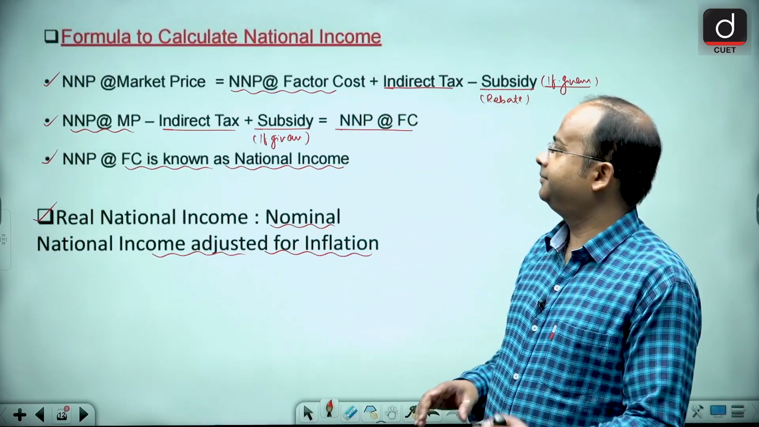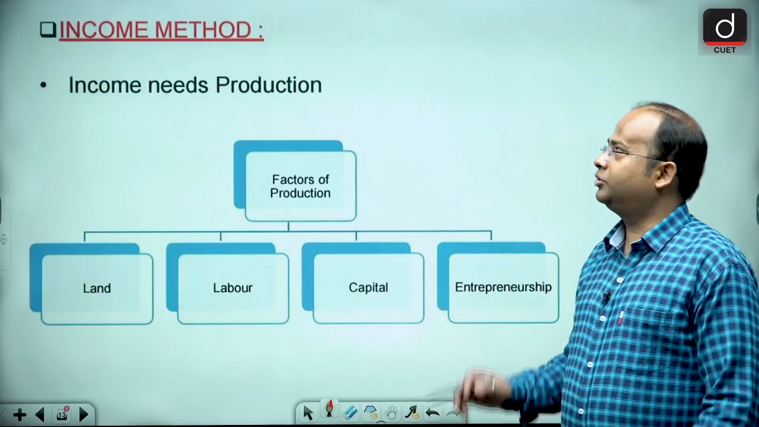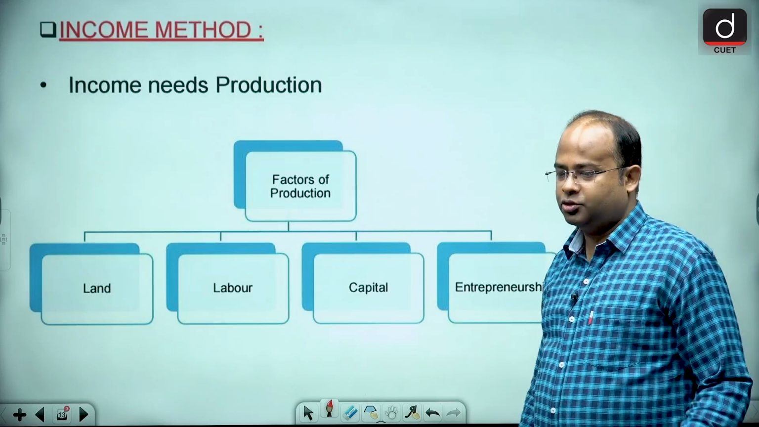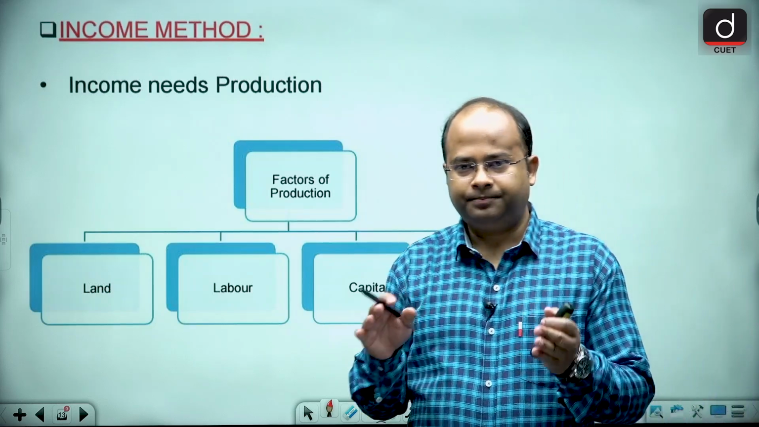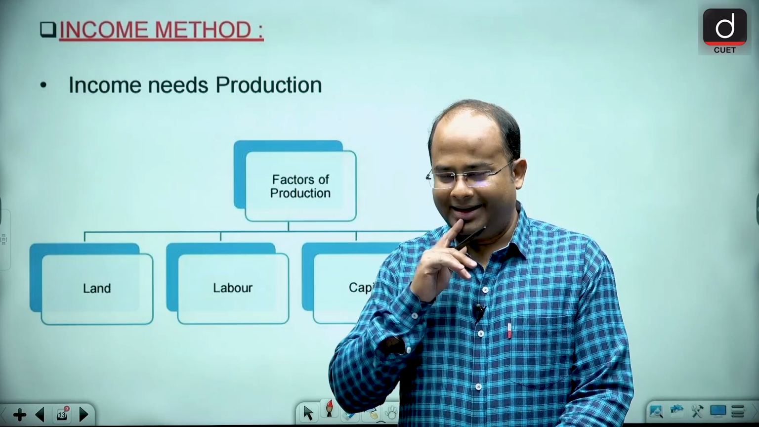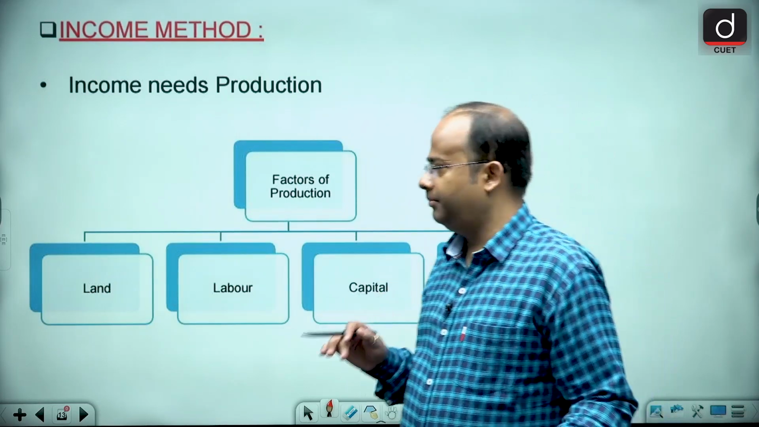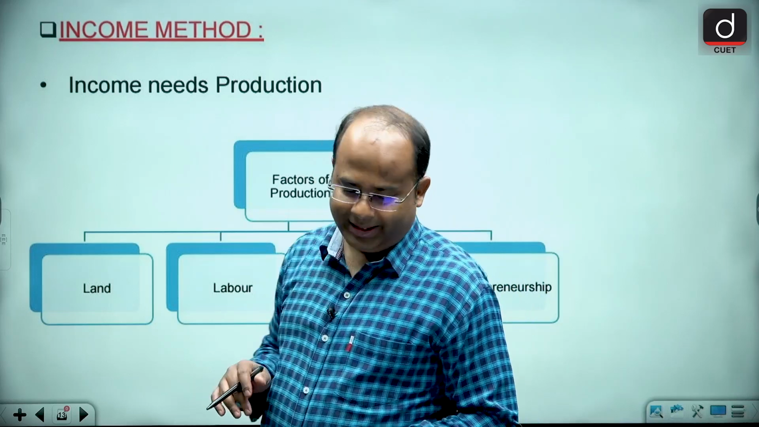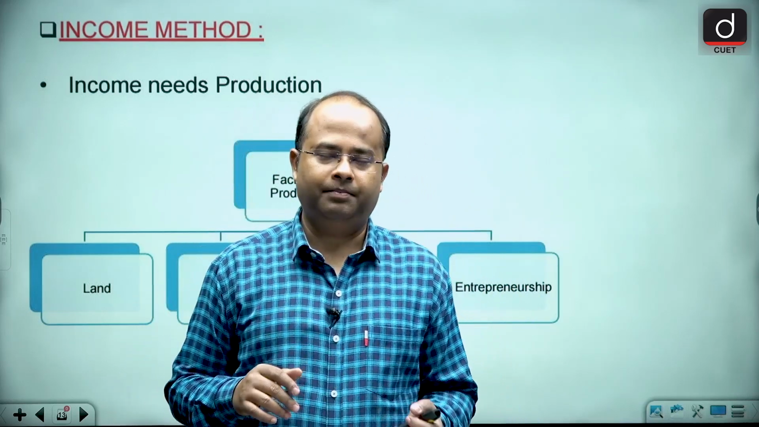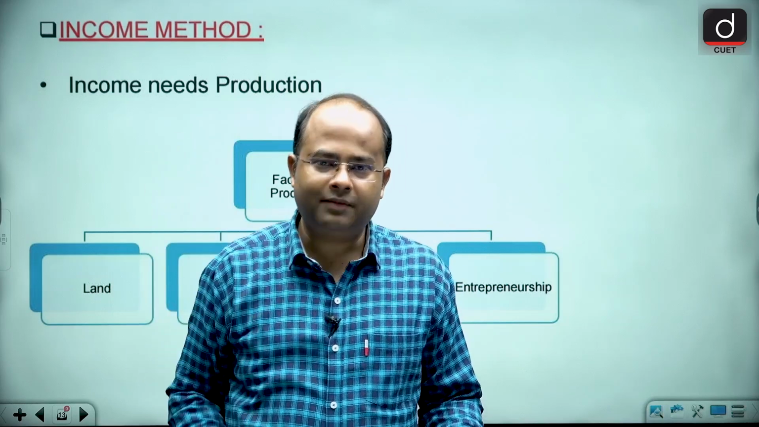Is that clear? Now let's come to the next, the income method. So this is how we calculated the national income through production method. Now let's calculate the national income through income method. Now guys, how will you get income? When you produce goods and services.